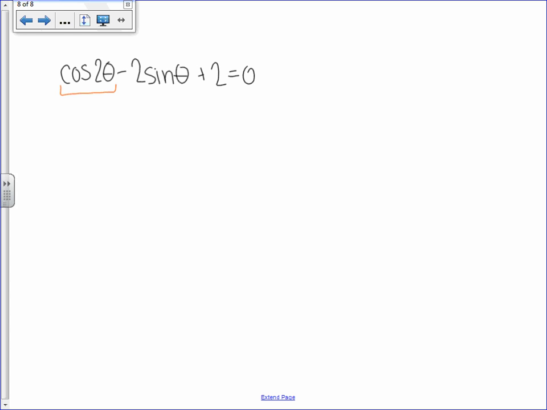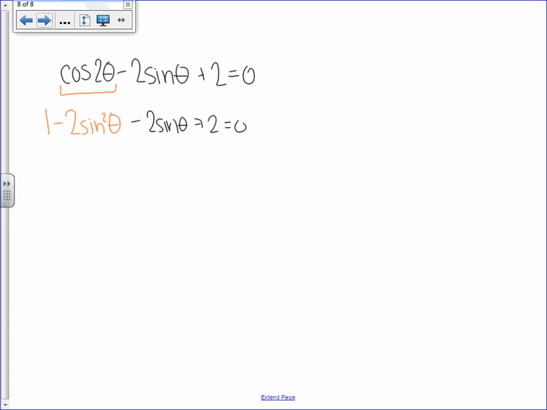So we can substitute cosine 2 theta for 1 minus 2 sine squared theta. Okay, I took that off of my reference sheet. It flat out says cosine 2 theta is equal to 1 minus 2 sine squared theta. And then I can just bring down the rest of this, because now I have everything in terms of one trig function. I've got a little simplifying to do, but now everything's got sines. I can treat this like a normal quadratic.